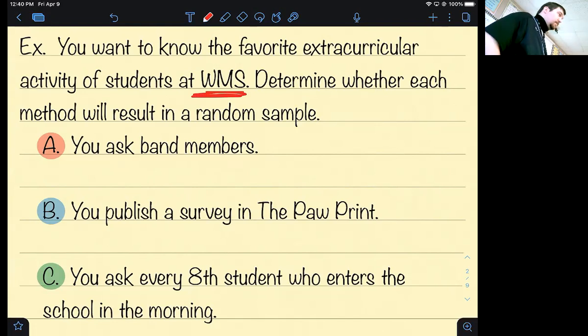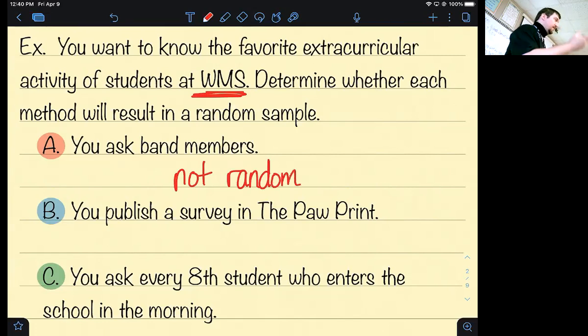Okay, so A, you ask the band members. What do you think, Owen? Is that a good representation of the school? No, it's not. It's not random. What do you think the band members are going to say? Yeah, they like doing band or marching band, you know, that kind of stuff. Probably why they're in it. If they weren't in it, they wouldn't take it, I would hope. All right, so that's not random.